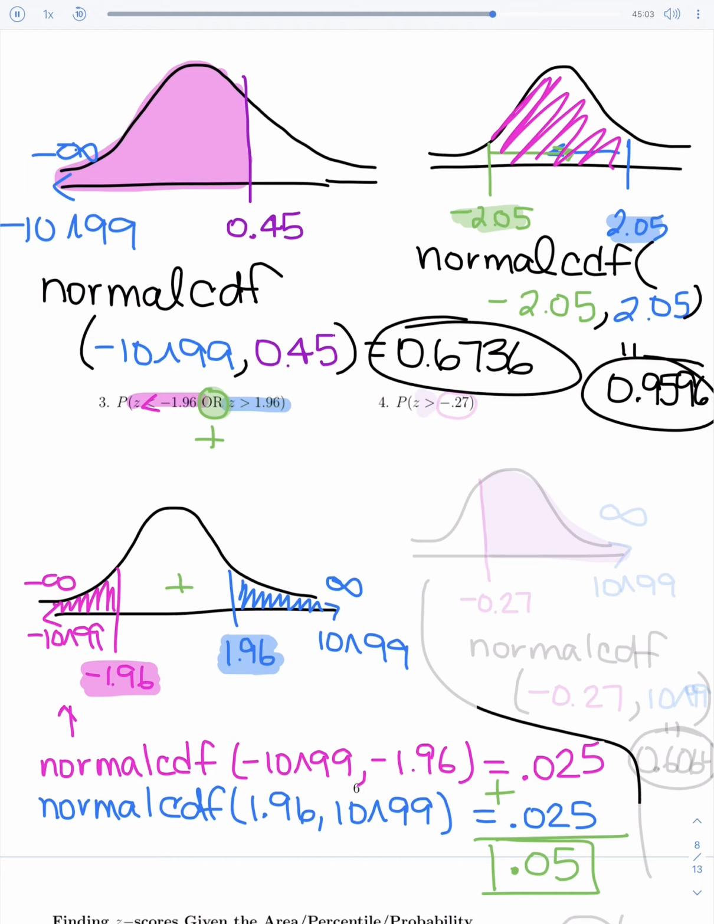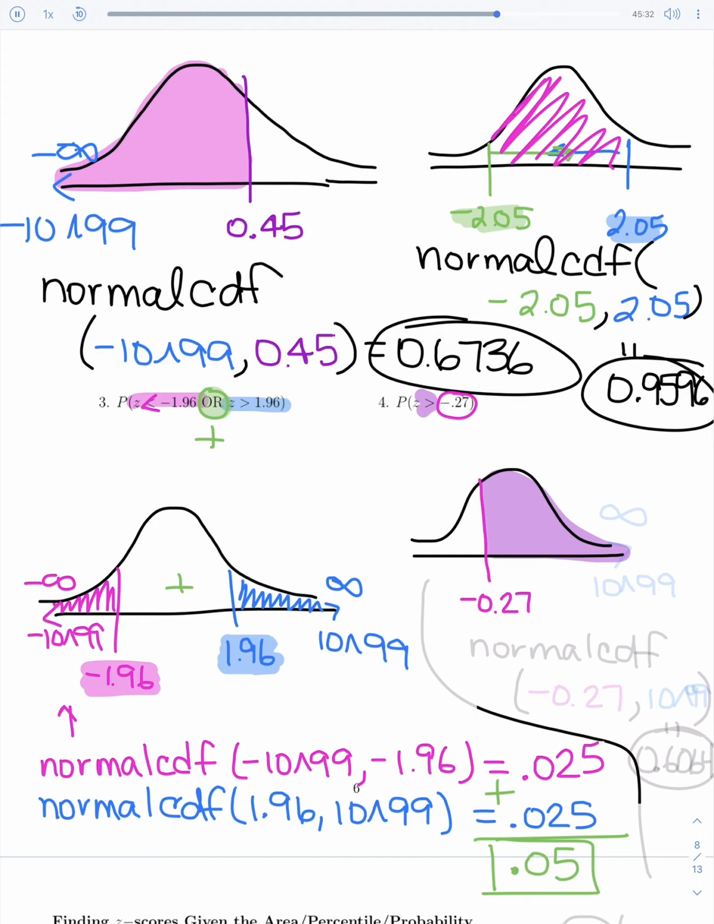In problem 4, we can again do a normal curve because we see the z there. And let's see, what z value did they give us? They give us a negative, which is a little bit on the left, negative 0.27. And they also tell us they want it to be, let's see, greater than. Well, greater than means they want the area to the right.